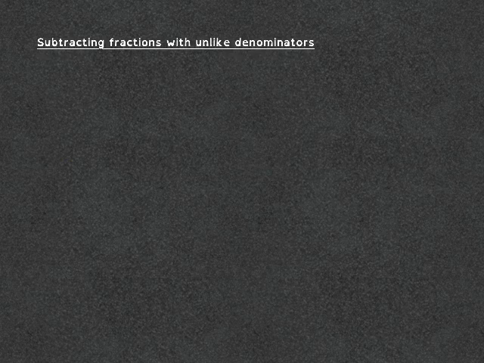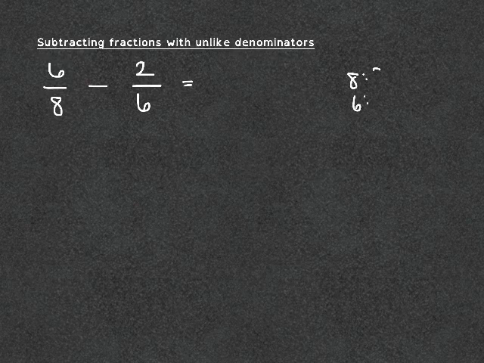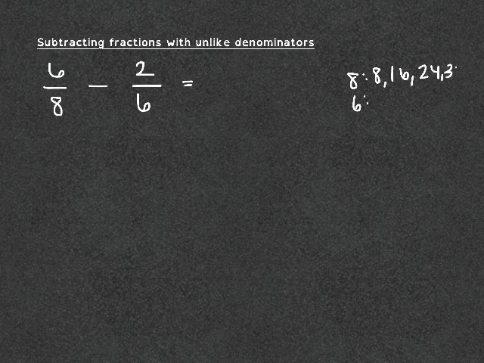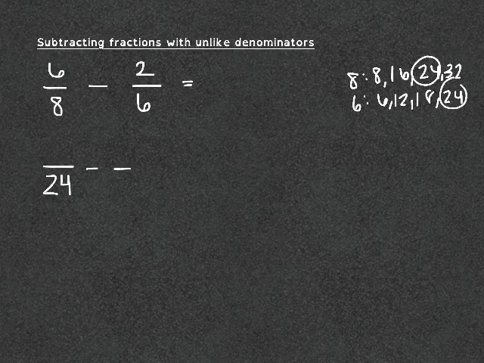Now we are going to be subtracting fractions with unlike denominators. So let's do 6/8 minus 2/6. Again, we notice our denominators aren't the same, so we have to find a common denominator. Again, if we don't know right off the bat that 8 and 6 can both get to 24, we can find the least common multiple between the two. So 8 is 8, 16, 24, 32. 6 is 6, 12, 18, 24. 24 is the least common multiple, so 24 is going to be our common denominator.